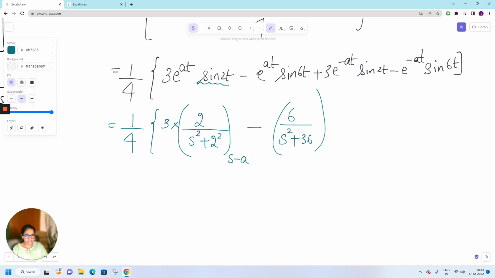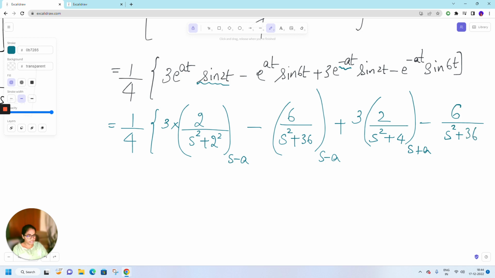In place of s, you replace s minus a. Plus 3 is a constant, I'll just keep it as it is. And Laplace transform of sine 2t is 2 divided by s square plus 4. What do you replace s with? We replace it with s minus of minus a, so that would be s plus a. Okay, 6 divided by s square plus 36, replacing s with what? S plus a.